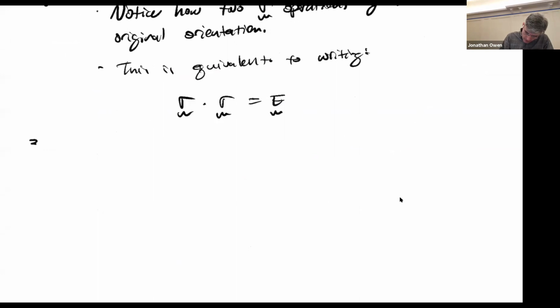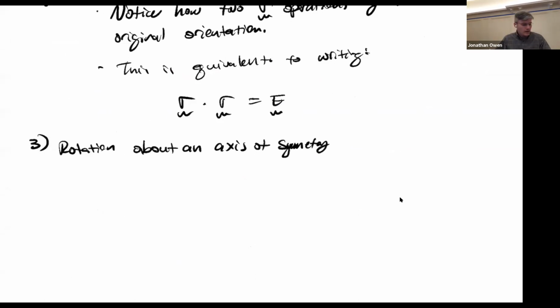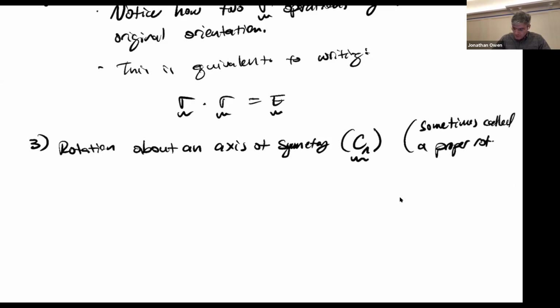All right, let's take a look at another one here. Rotation about an axis, but an axis of symmetry is given this symbol here, Cn. This is sometimes called a proper rotation. Very, very proper rotation.